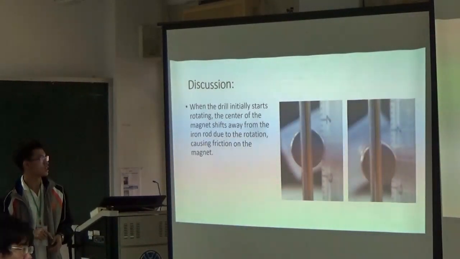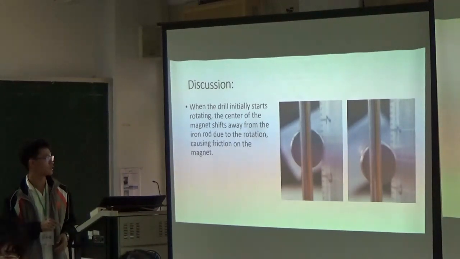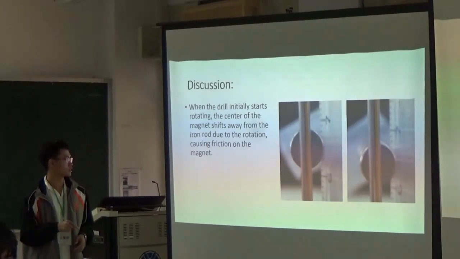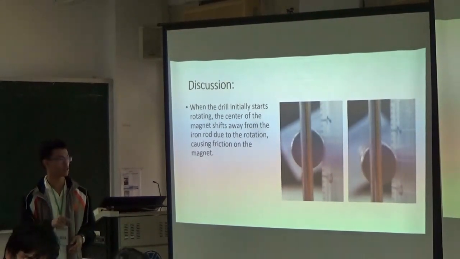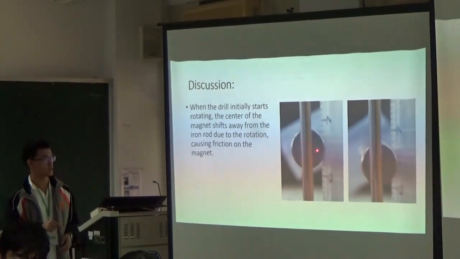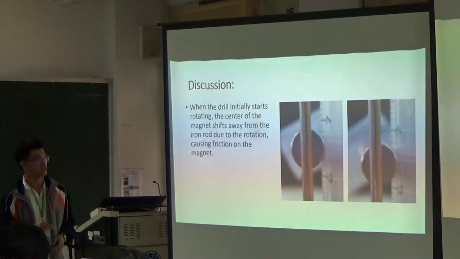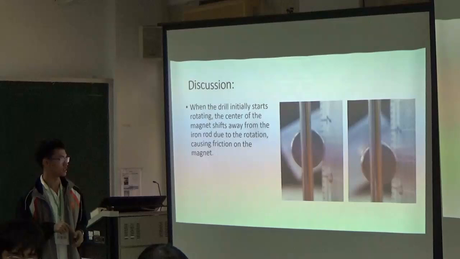Discussion. When the drill initially starts rotating, the center of the magnet shifts away from the iron rod, and the rotation causes friction on the magnet. In these two pictures you can compare, and clearly observe that the magnet has a significant displacement.